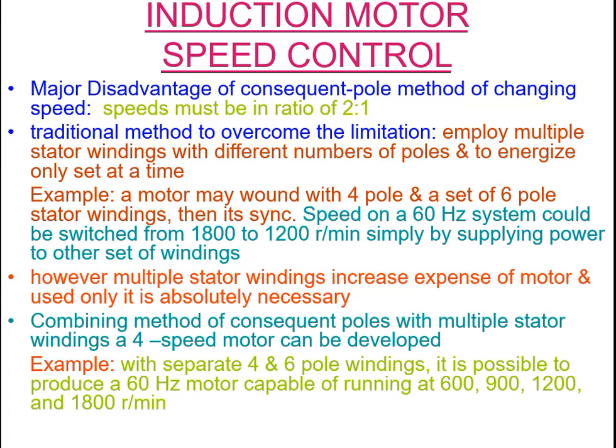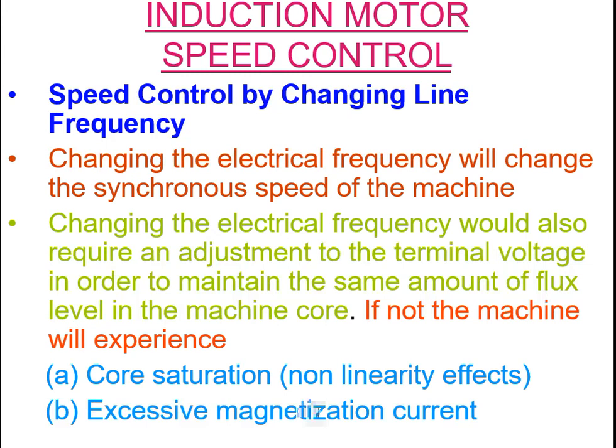Okay, the next method of speed control is changing the line frequency. We know that normally the line frequency is held constant. In India it is around 50 Hz. If I change the electrical frequency, then automatically the synchronous speed of the machine changes. We know the formula is ns equals 120f divided by p. If I vary this frequency, automatically the synchronous speed of the machine also varies.